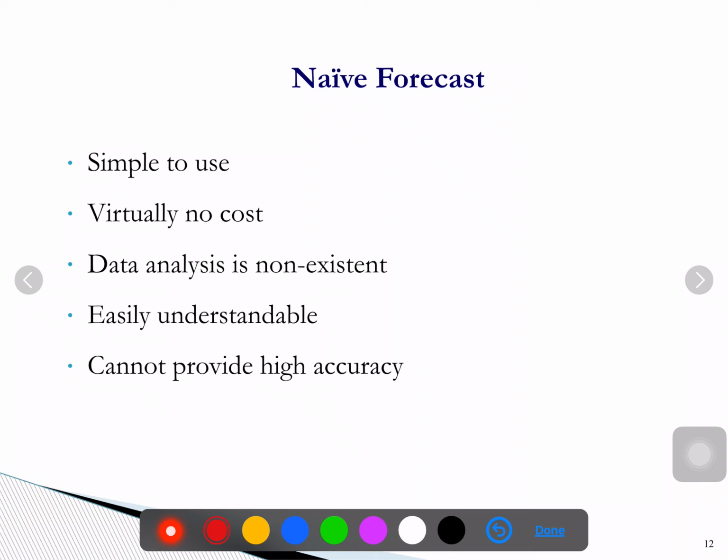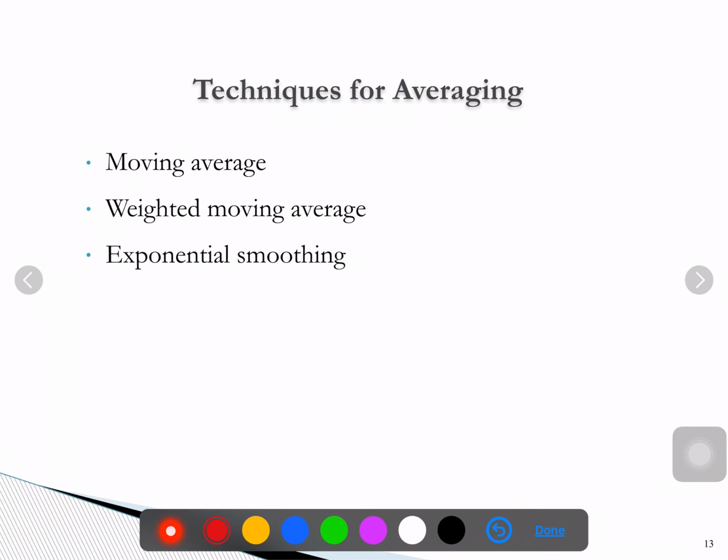Naive forecast is very simple to use. Virtually no cost. Data analysis is non-existent, no need of data analysis, and it is easily understandable, but it cannot provide high accuracy. The accuracy of naive forecast is very, very low. So techniques for averaging also include moving average, weighted moving average, and exponential smoothing.